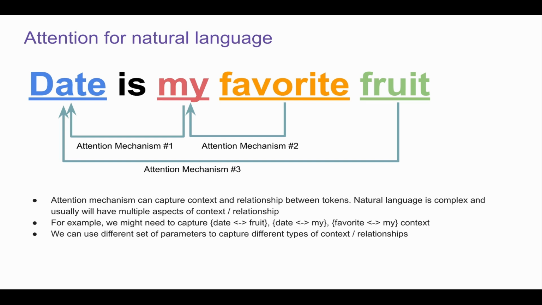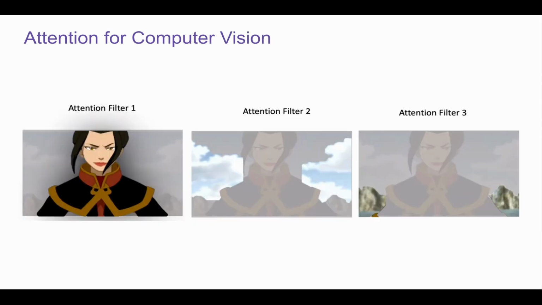Next, I'm going to also show an example for computer vision. So Transformer is a very powerful tool. Don't get me wrong, it's not only useful for natural language, we also use it for computer vision. And this is one example of the intuition behind different attention mechanisms.